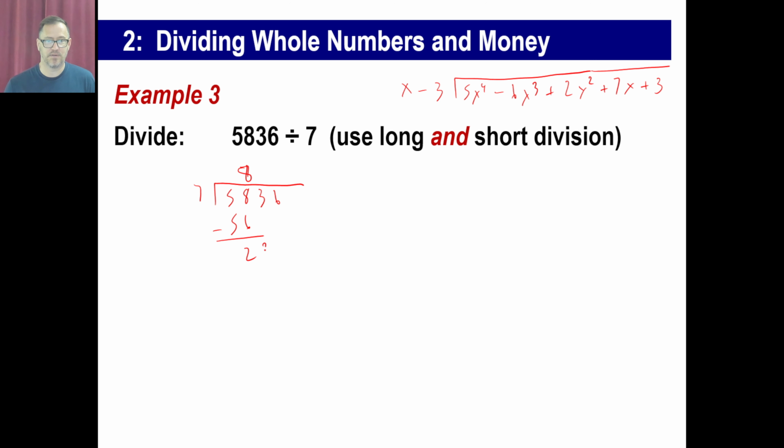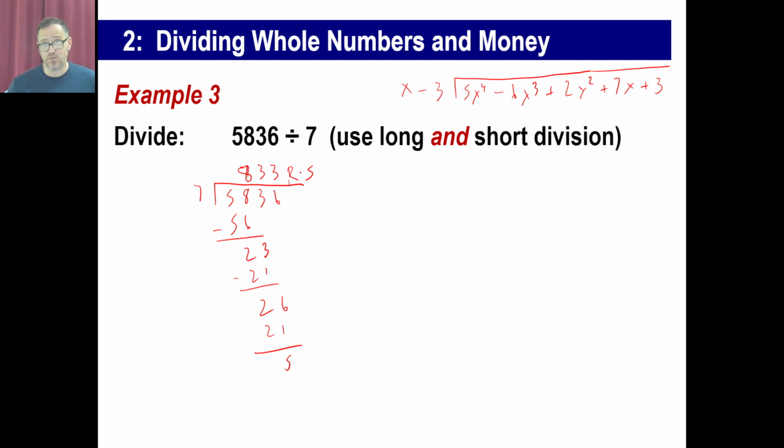You subtract, drop the 3. 7 into 23 is 3. 3 times 7 is 21. Subtract that. 7 into 26 is also 3. And that's going to be 21 as well. Subtract, you get remainder. I'm sure you've seen that, is 5.